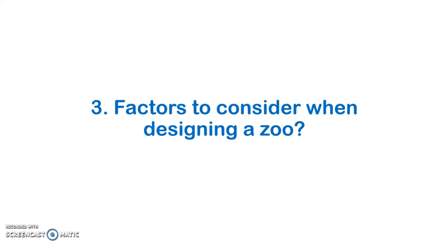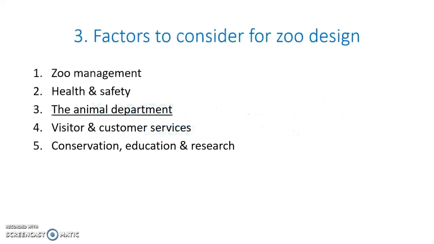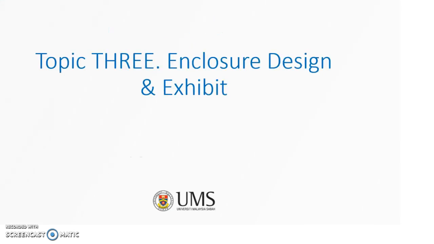So what are the factors to consider when designing a zoo? There are 5 major factors. First is zoo management itself. How do you then manage the zoo? Secondly, health and safety, of course. 3 is the animal department, which concerns the animal. 4th is visiting customer services, and 5th, the conservation, education, and research.